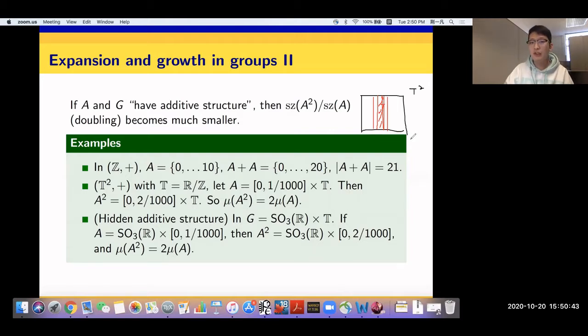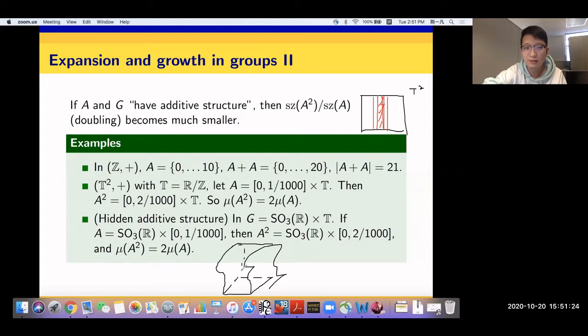And also when G is very non-abelian, for example SO(3) times a torus, or any complicated non-abelian group times a torus, then if A is essentially controlled by a nice set in this torus, then A squared also has a small expansion. Maybe I can also draw something here. In general this group could be a weird manifold, but then the base is, let's see, a torus. Let's see, can I draw it nicely?